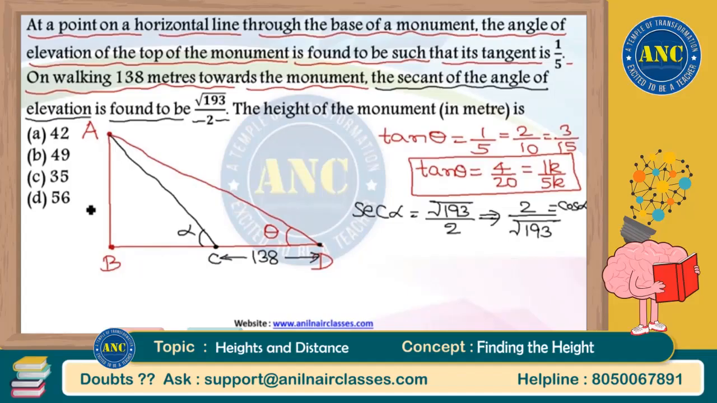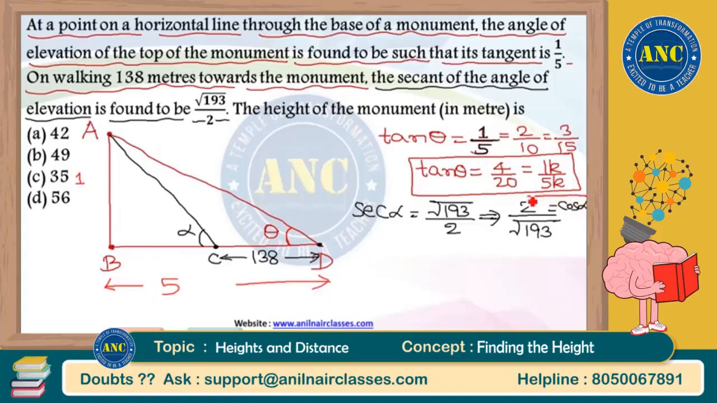Now see here, sir. Simple logic. Tan theta is 1 by 5. That means tan theta is opposite by adjacent. Opposite is 1 unit, adjacent is 5 units according to the ratio. For this angle theta, opposite AB is 1 unit, and adjacent BD is 5 units. That is tangent of theta.